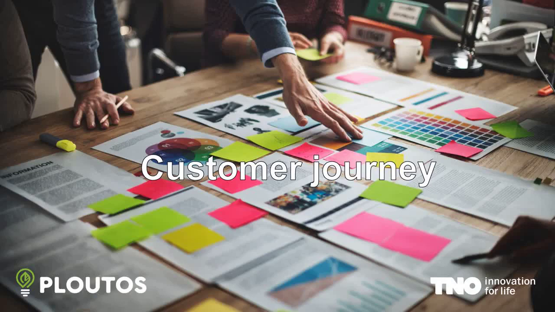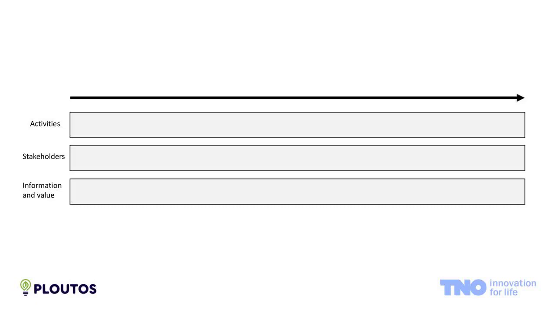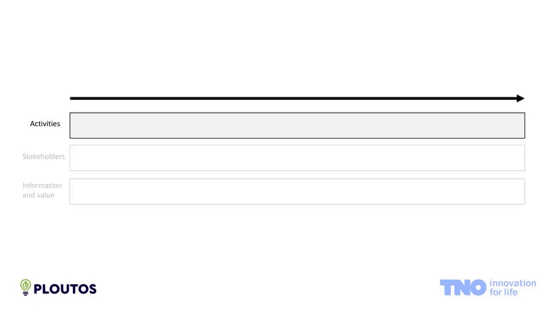This video will explain how to design a customer journey. A customer journey indicates the activities and steps a customer goes through when using the product or service you are offering them. The tool starts with listing all the activities customers are currently conducting. Thus, before the introduction of your new product or service. This is the as-is scenario.